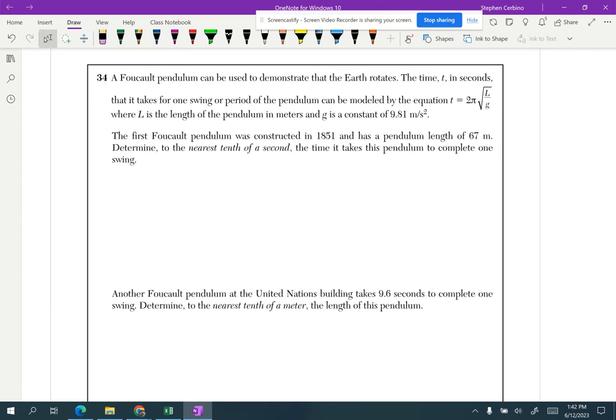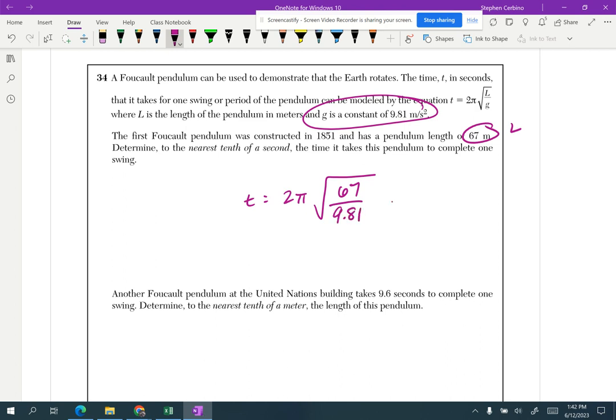Number 34 talks about this pendulum moving back and forth, all this good stuff. Gives us T for time, L for length, and it gives us in the first part here a length. This is L. So all this is asking you to do is to plug in L. So 2 pi times the square root of 67 over g. They tell us what g is, 9.81. Type that in your calculator, and you get 16.4.